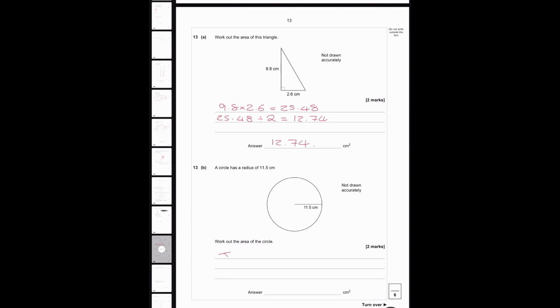The next part of our question says the circle has a radius of 11.5 centimeters. Work out the area of the circle. When we work out the area of a circle, we use pi r squared, which means our radius squared. Our radius is 11.5, so pi times 11.5 squared, and this is something that we can put straight into our calculator, which gives us 450.48 centimeters squared. So our answer is 450.48.